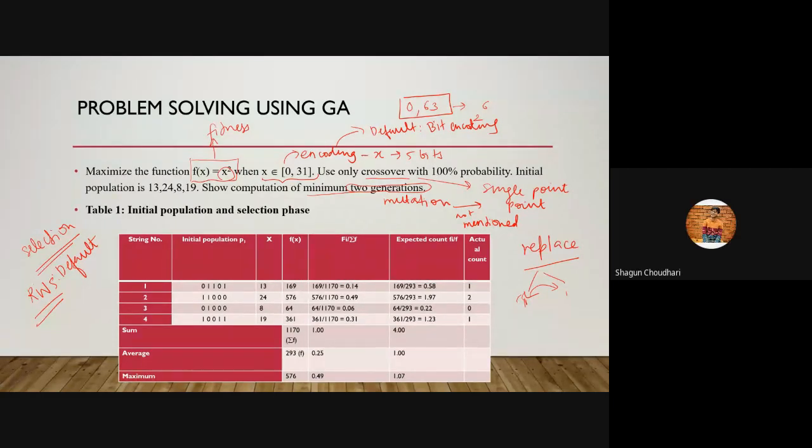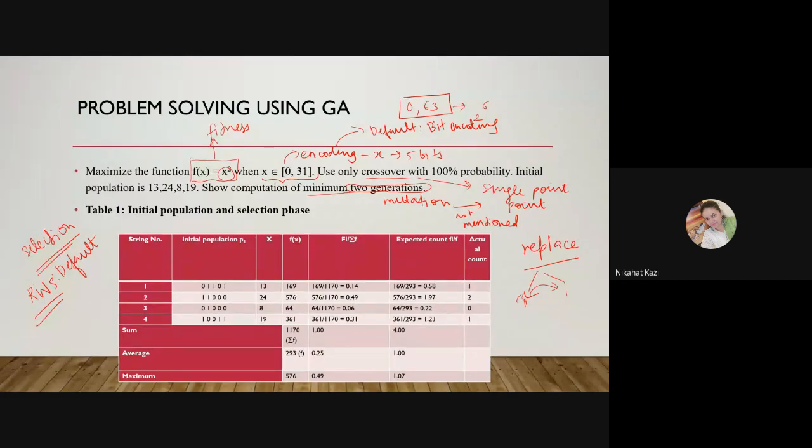In case of mutation, if no mention of mutation is there, we do not have to use it. Otherwise we use the rest. If it says use only selection and crossover, that means you do not have to use mutation. Similarly, if it says use only mutation, then you do not do crossover, only mutation. So whatever is mentioned, get a clear understanding of the problem and then start solving. It will be easy.